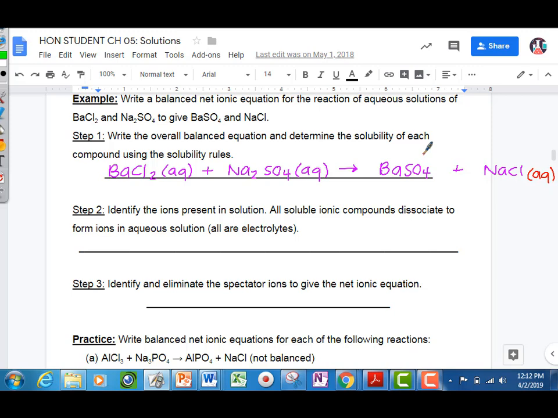Which list is it on? It's on the soluble list, but the exception is if it's paired with something in group 2, which barium is. So barium is an exception that would make sulfate insoluble. So the barium sulfate is going to be my precipitate.